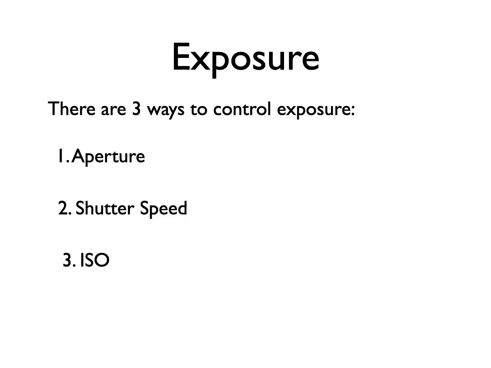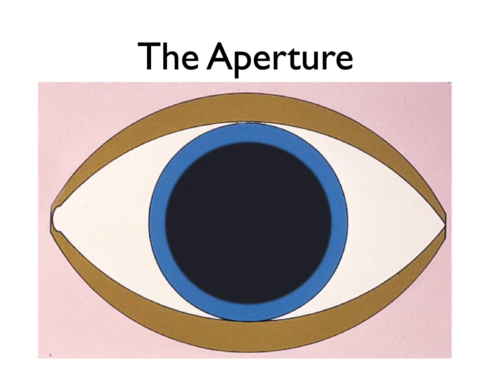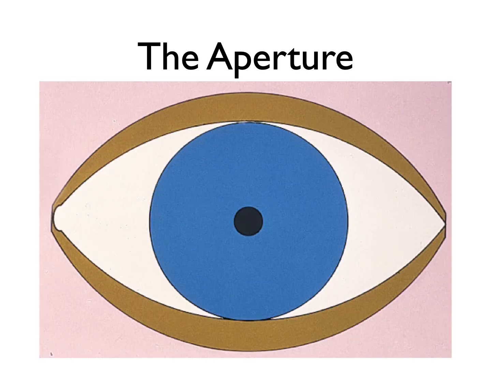There are three ways to control exposure with your camera: aperture, shutter speed, and ISO. So let's talk about using the aperture to control exposure. If you look at your eye in dim light, you'll notice the iris opening is very big, so it'll let in more light. A camera lens works the same way. In dim light, you would open the aperture to the wide open setting to let in more light.